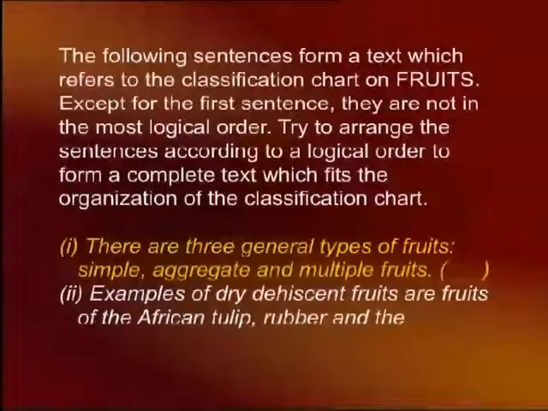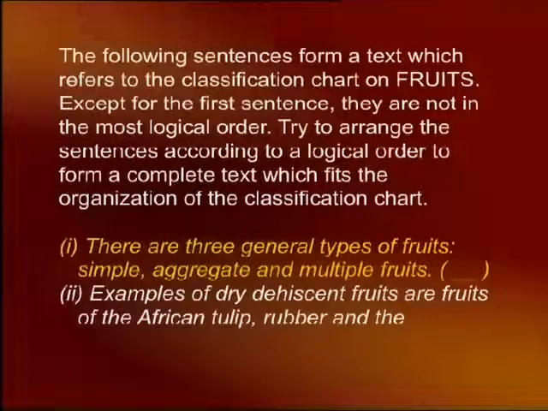text of this type. You have a group of sentences. They form a text. And this text refers to the classification chart on fruits. Except for the first sentence, they are not in the most logical order. A number of sentences are given you. Only the first one is in the correct position. You try to arrange these sentences according to a logical order to form a complete text which fits the organization of the classification chart.